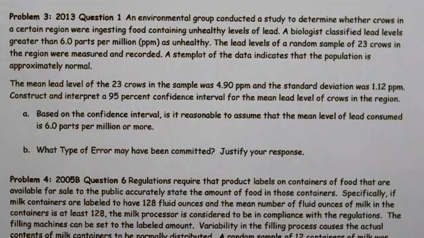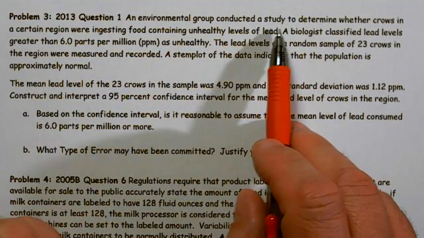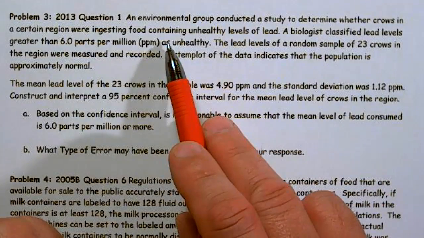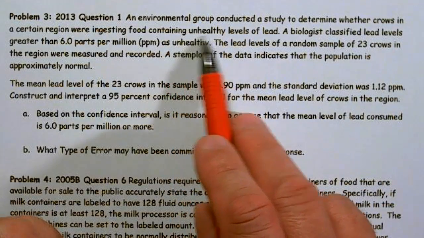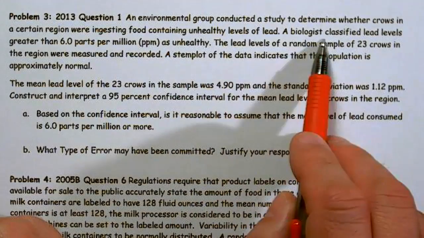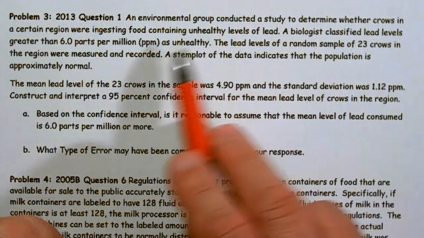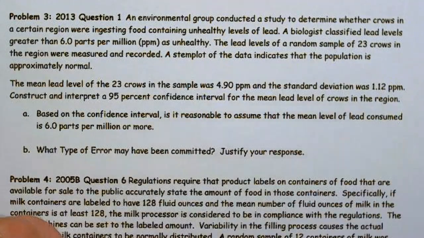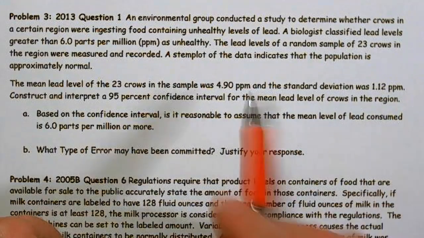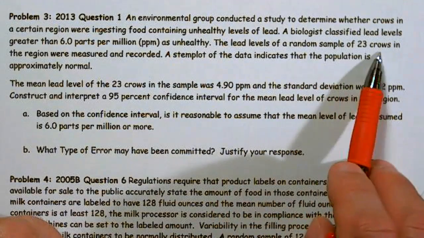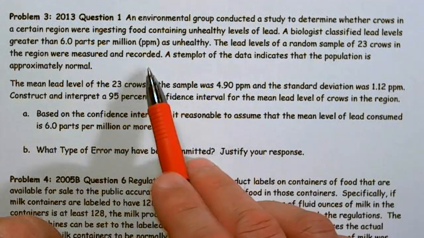Okay, this is problem 3. An environmental group conducted a study to determine whether crows in a certain region were ingesting food containing unhealthy levels of lead. A biologist classified lead levels greater than 6.0 parts per million as unhealthy. The lead levels of a random sample of 23 crows in the region were measured and recorded.